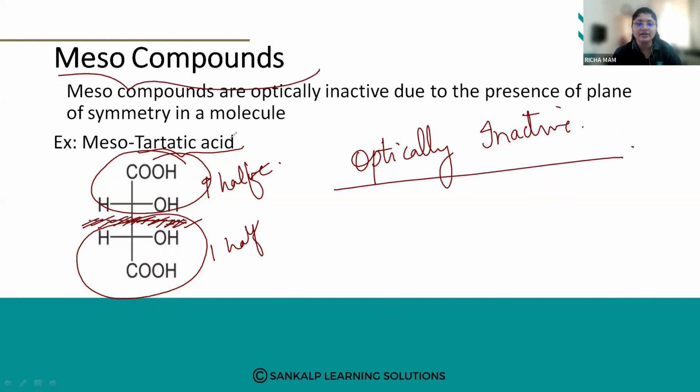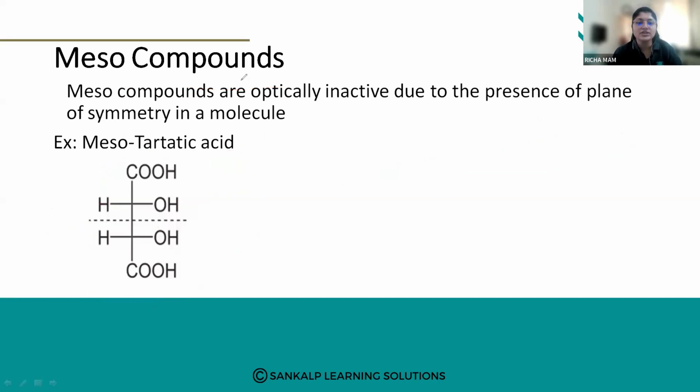Why are they optically inactive? Because whatever rotation is produced by one half of the molecule is compensated or cancelled by the other half, due to the presence of the plane of symmetry in the molecule. Such compounds are called meso compounds. Okay. Very important. Mark this also as important. Meso compounds with an example.